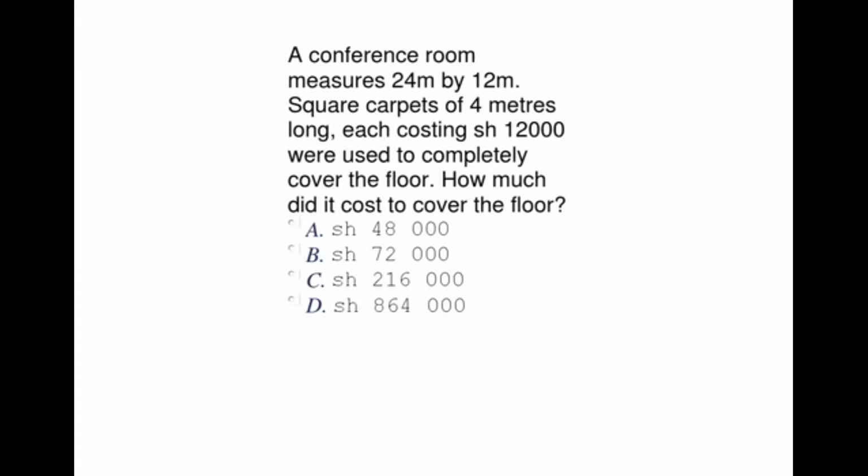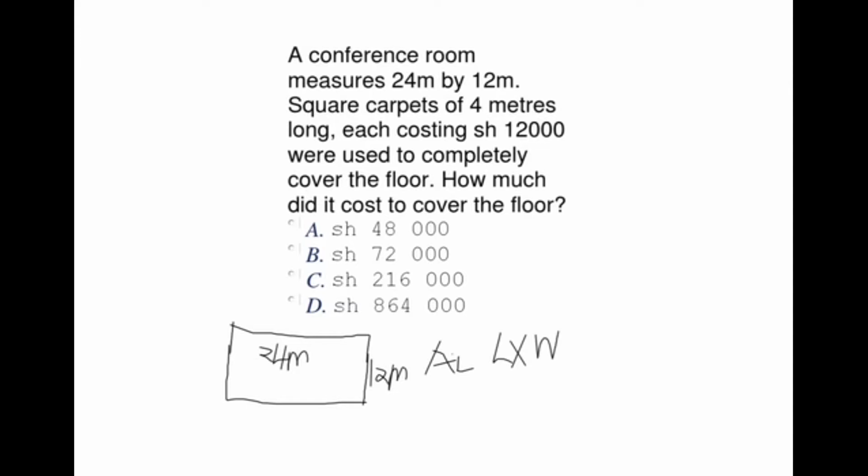A conference room measures 24 meters by 12 meters. Square carpets of 4 meters long, each costing 12,000, were used to completely cover the floor. How much did it cost to cover the floor? So this is our room. We have 24 meters by 12 meters. So the area of the room is given by length times width. So we have 24 times 12.